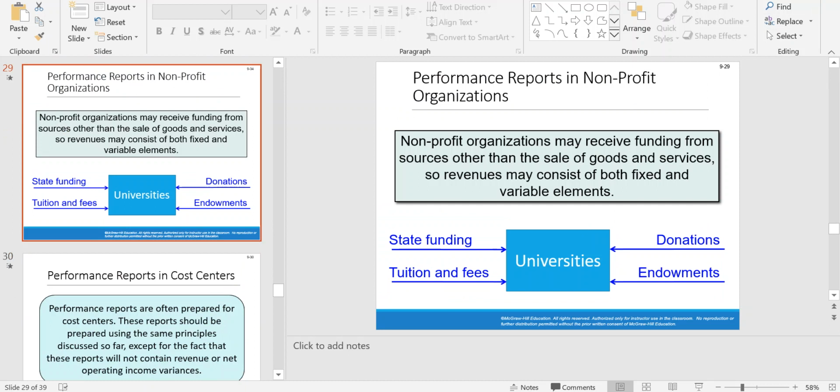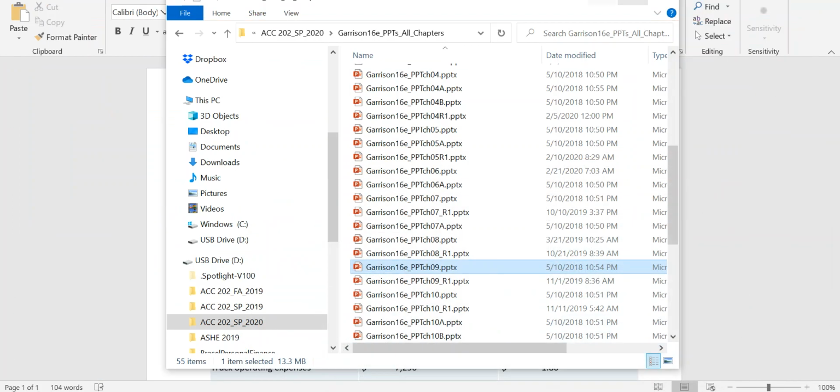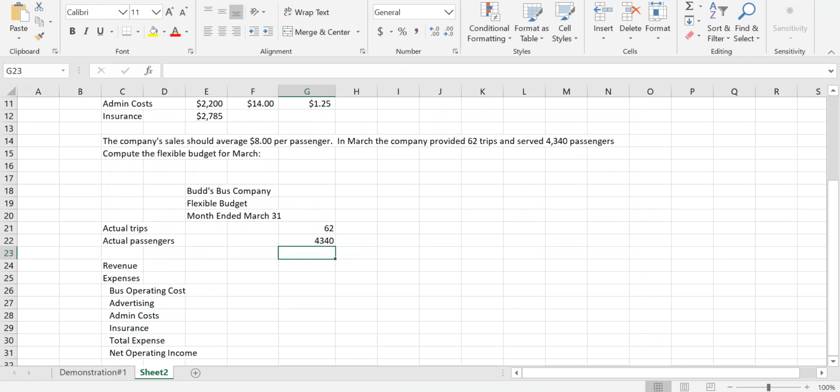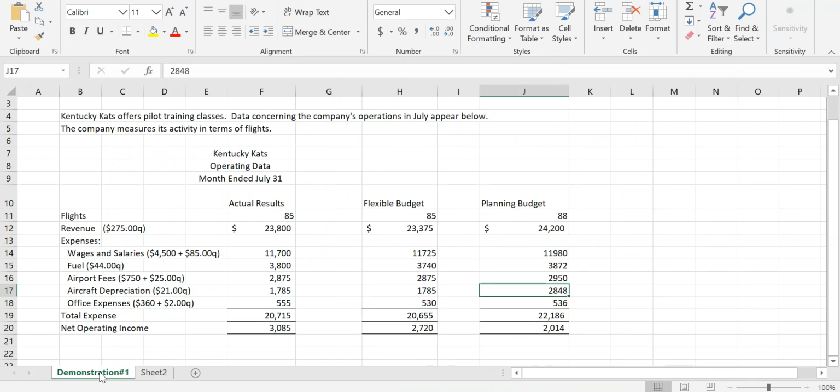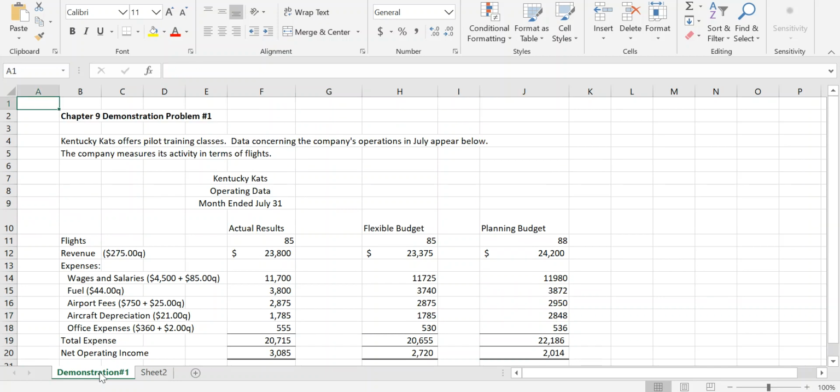All right, I'm going to stop this PowerPoint here, and we're going to go back and take a look at a couple problems that I have. The first one is this one that says Kentucky Cats offers pilot training classes. Data concerning the company's operations in July appear below. The company measures its activity in terms of flights. So what they've done is they've given us the actual results, the flexible budget, and then the planning budget. Basically, they've set this up in a performance report format for us.